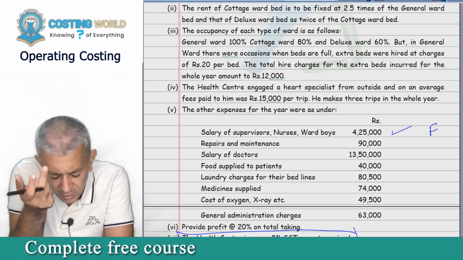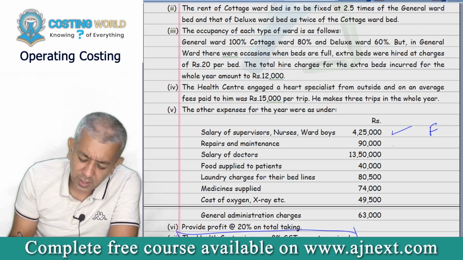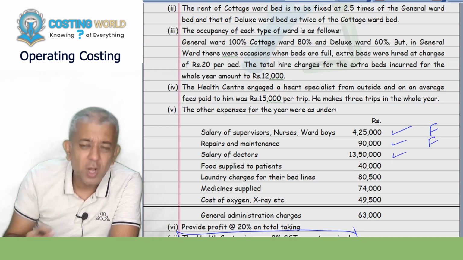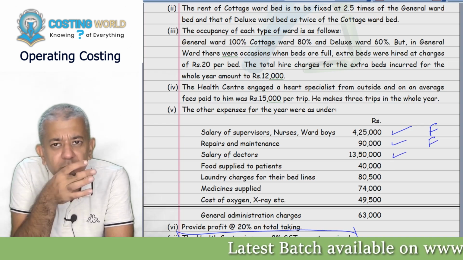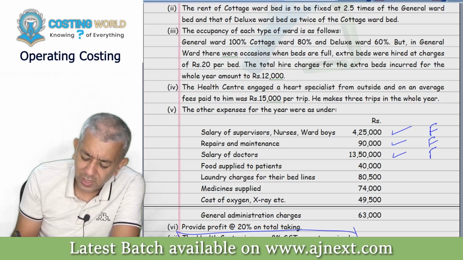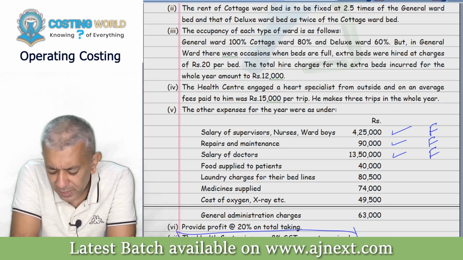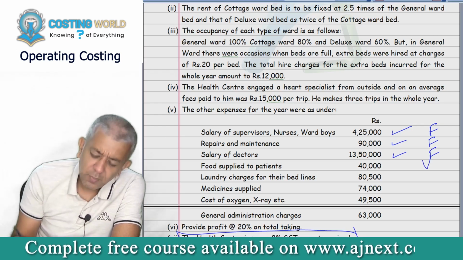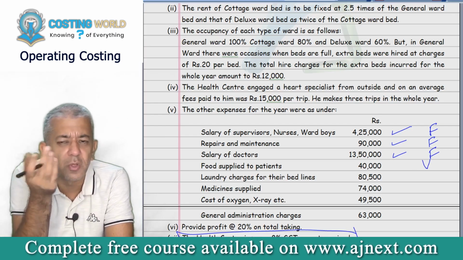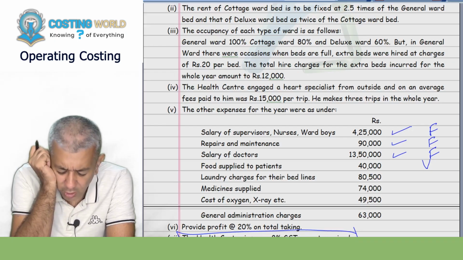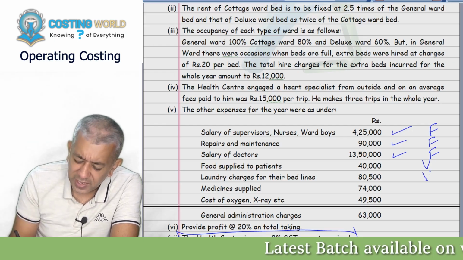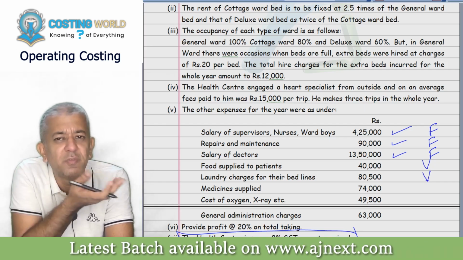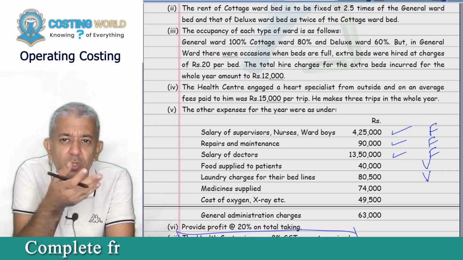Okay. So, maintenance, you can take that as fixed if you want. Salary of doctors. You tell me, all salaries are usually on fixed basis, no? Okay, so this thing you all can take as fixed. Can you say food supplied to patients should be a variable cost, no? More number of patients, our food cost will be higher, correct, no? Okay. Then laundry charges for their bed linens. I guess this also could be a variable cost. The hospital will have to change the clothes of the patient.